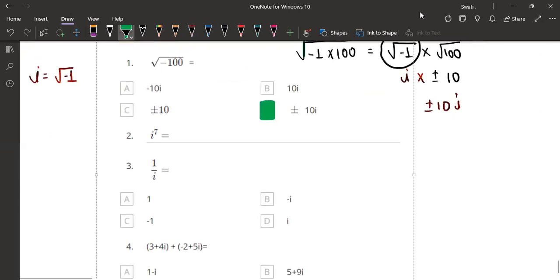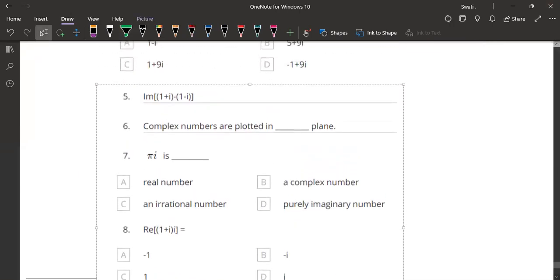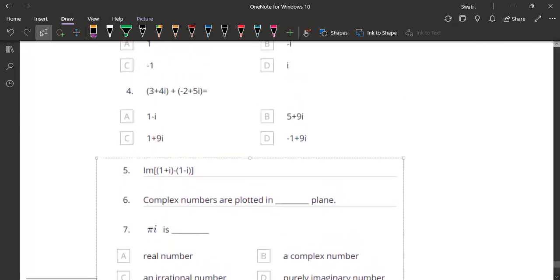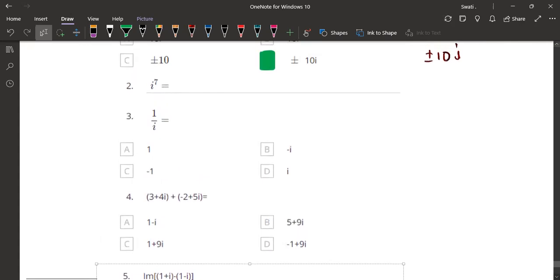Okay, now we can move to the next question. We have to find out the value of i raised to 7. In this particular question, we do not have any option. We just need to simplify this.